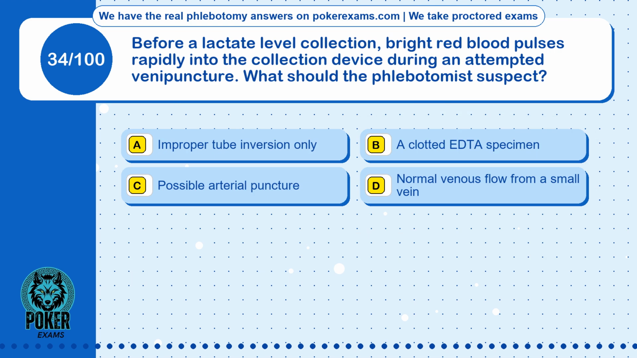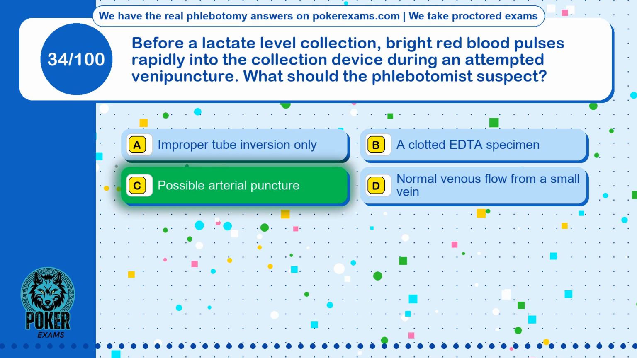Question 34. Before a lactate level collection, bright red blood pulses rapidly into the collection device during an attempted venipuncture. What should the phlebotomist suspect? Option A. Improper tube inversion only. Option B. A clotted EDTA specimen. Option C. Possible arterial puncture. Option D. Normal venous flow from a small vein.